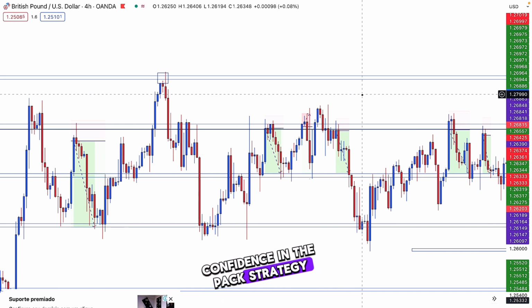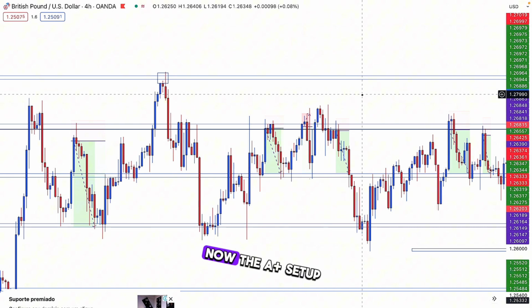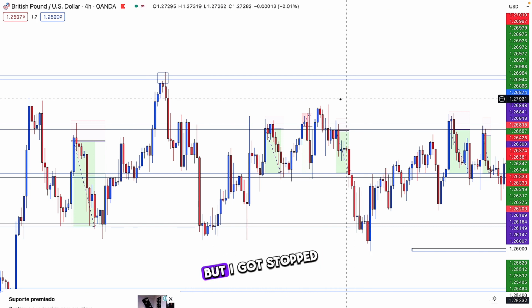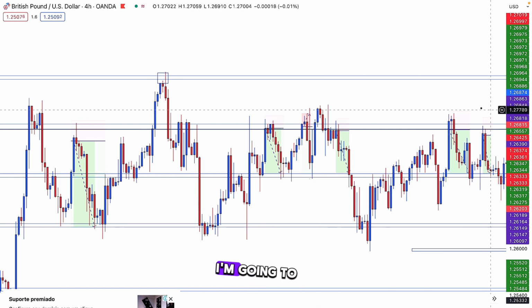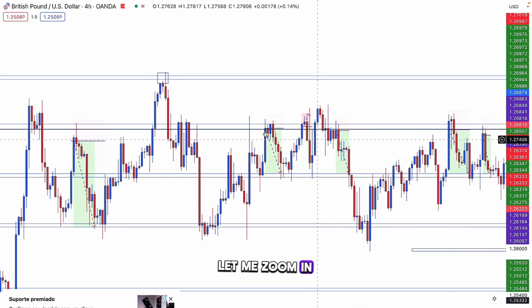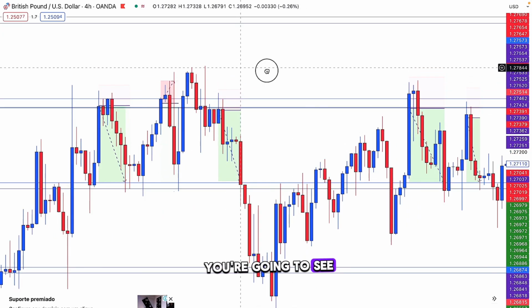In the PEX strategy, we have the PEX setup, which are two: the PEX A setup and the PEX A plus. Now, the A plus setup appeared, and I was very confident about the trade, which made me increase my lot size. But I got stopped out manipulatively. If you look closely, let me zoom in to this guy. You're going to see what happened.